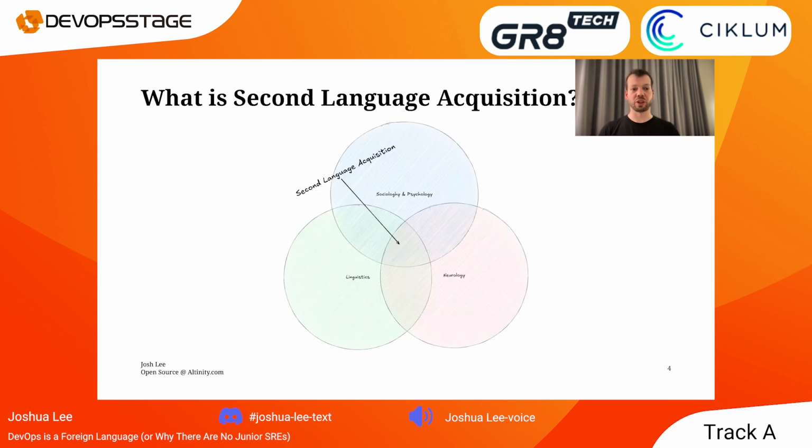So just to start out, let's define the field of second language acquisition. This is a really interesting field that pulls from the lessons in linguistics, psychology, neurology, and sociology, and brings them all together to try and understand the process by which adults learn second languages. In the academic definition, a second language is not necessarily the second language you learn, it's just any language that you learn after puberty. So it's not one of your native languages. Whenever I say second language today, that's what I mean. It's just not a native language.